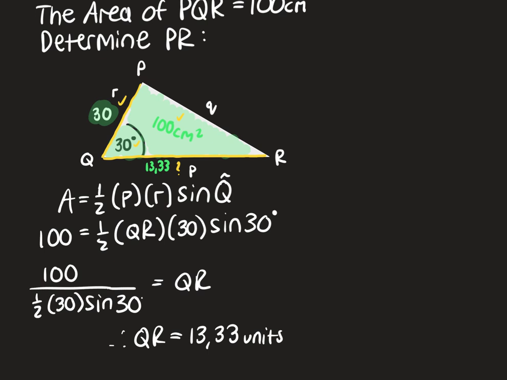Now let's work out PR, because that's what the end goal was. And remember I told you guys that if you've worked out two sides, well, now we have to look at the scenario that we've been given. Do you agree with me? Our end goal now is to work out Q, which is PR.